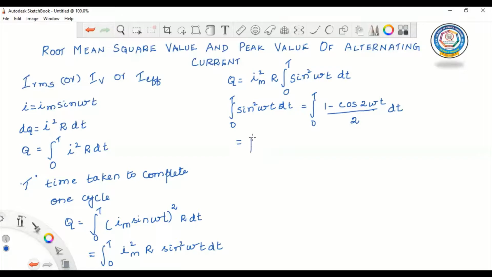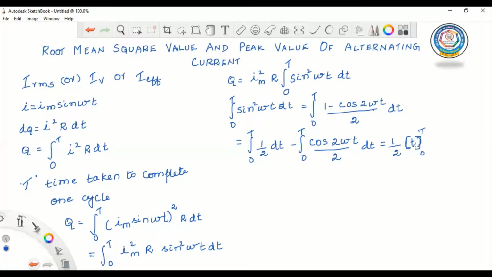So we can write that integral 0 to t, this 1 by 2 into dt will be the first part, minus integral 0 to t cos 2 omega t divided by 2 into dt. Okay. So we can write here itself, children. Again here 1 by 2 you cannot integrate it, you have to integrate only this dt term alone. So when you integrate this dt, what will you get? T. And we are going to put the limits also here, 0 to t.